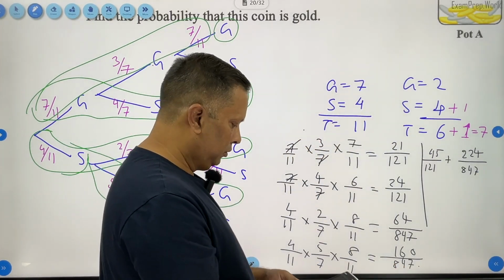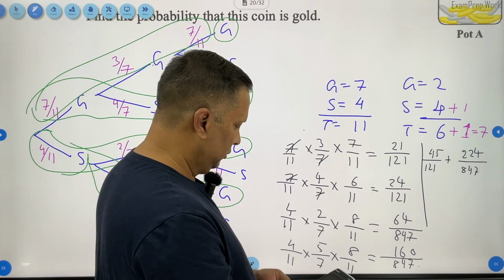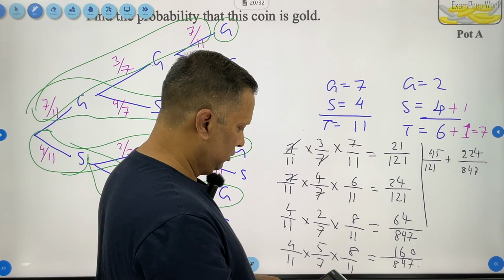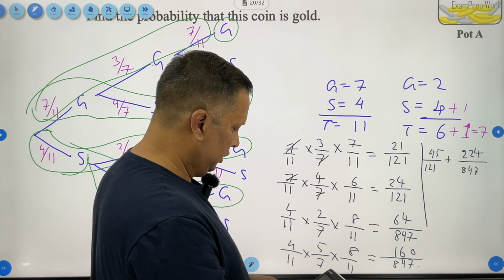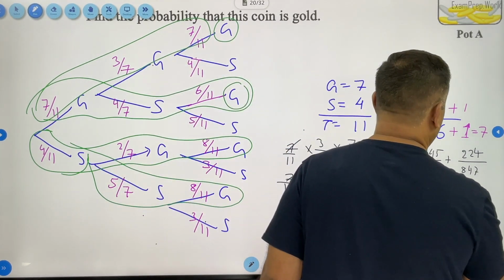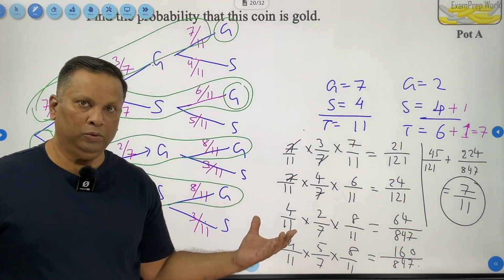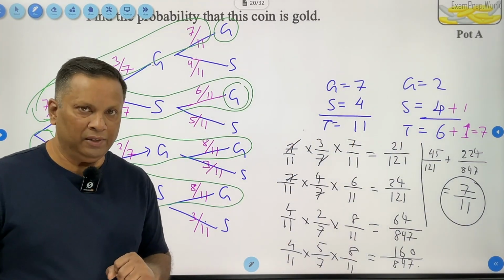Let me do it for you. 45 over 121 plus 224 upon 847, 7 on 11. So that's the probability you have for finally getting a gold coin.